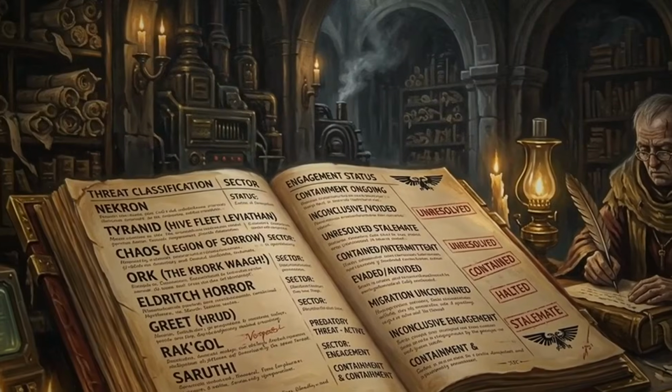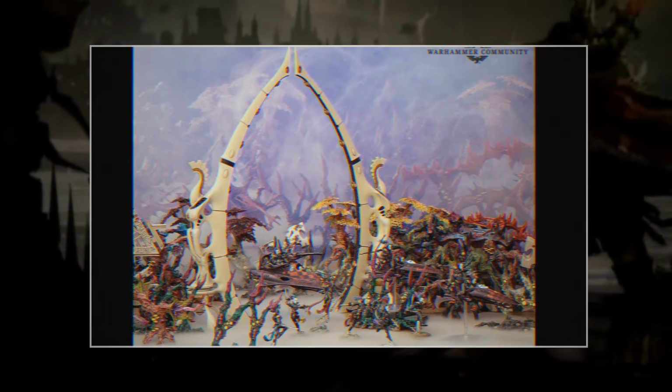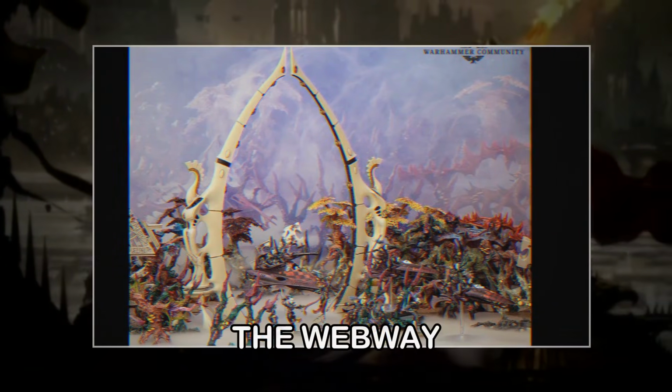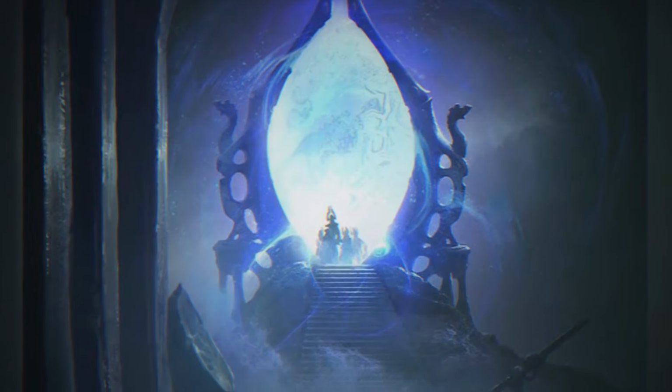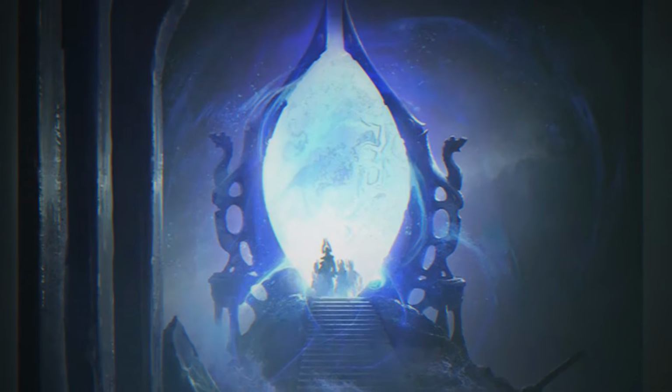Chief among these was the Webway, an intricate network of tunnels that existed outside of normal space-time. The Webway was neither fully in the material universe nor fully in the warp, but rather occupied a carefully constructed pocket dimension between the two.